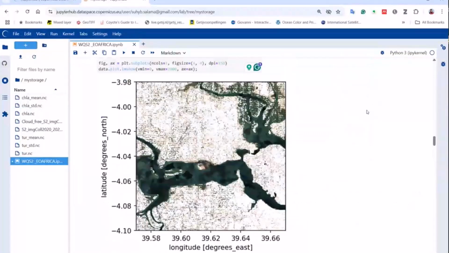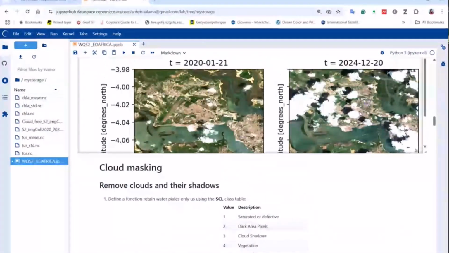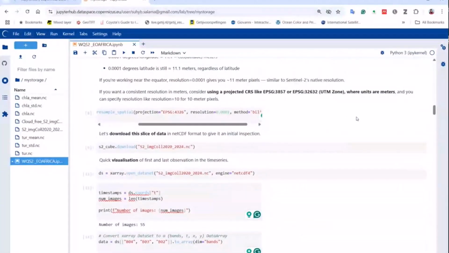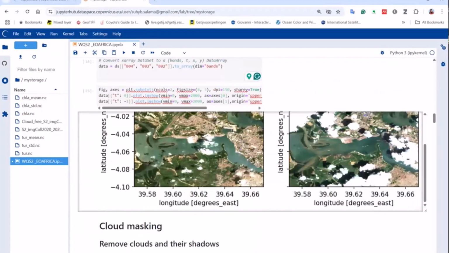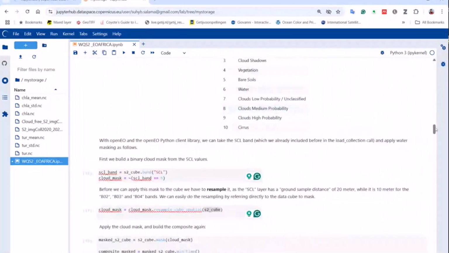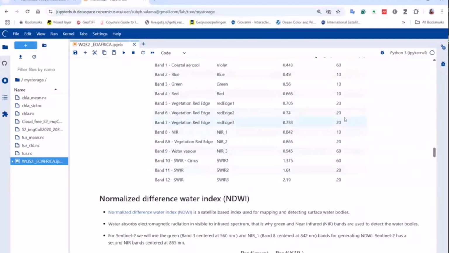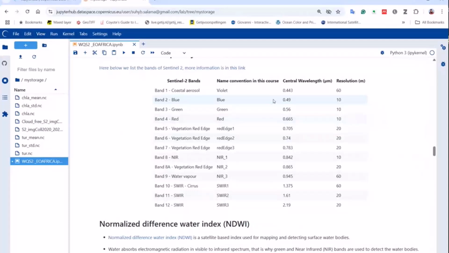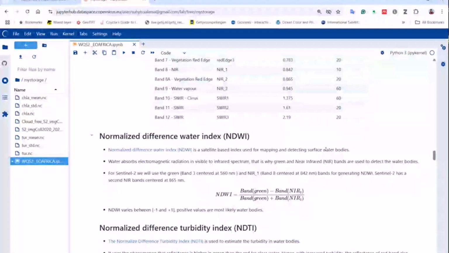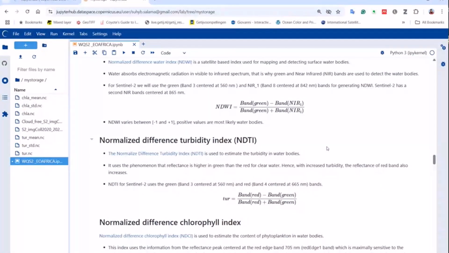If you remember, I have done a nice task here already. I took this Sentinel cube and I projected it all to 11 meters. So I have all my products. Now all my bands are at 10 meter, or to be precise, 11.1 meter spatial resolution. So I do not have to worry about it.